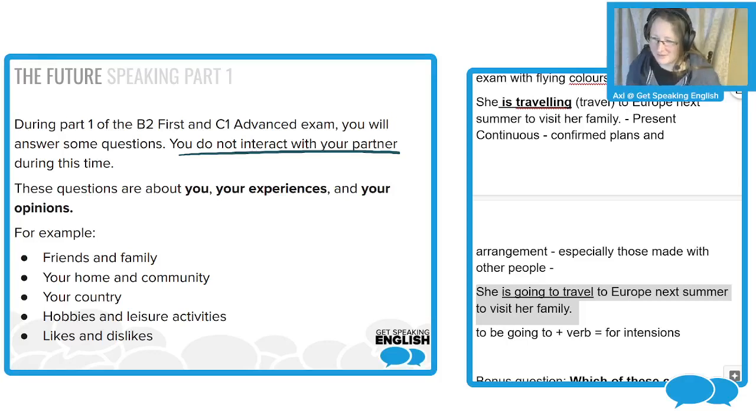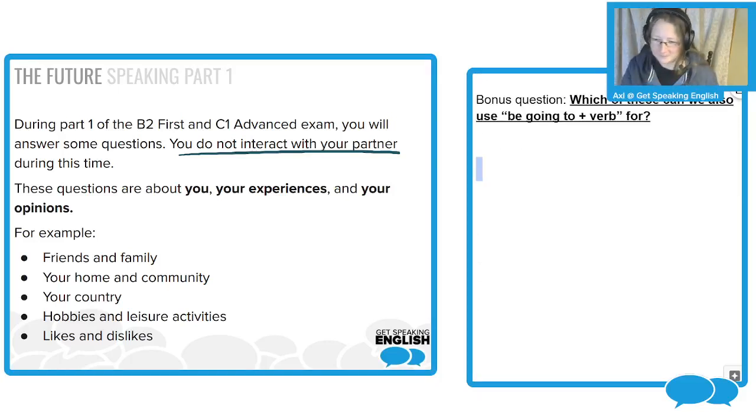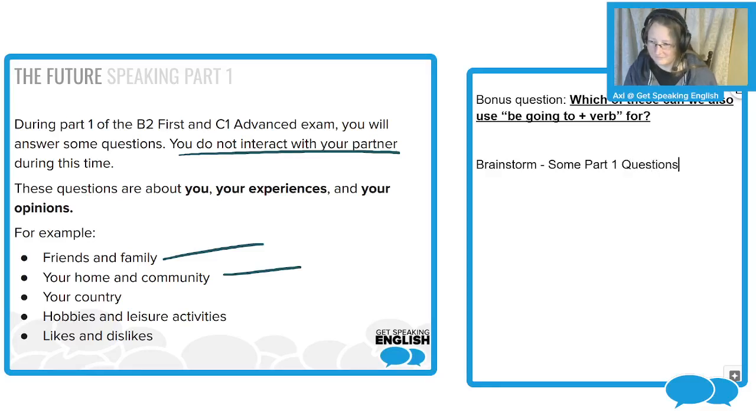So for example, maybe they're going to be about your friends and your family, your home, your community, maybe your country as well, hobbies, things that you do, things that you buy, things that you eat, your pets, your likes, your dislikes, your opinions, so everything all about you. Those are the questions that you'll find in this section. So let's brainstorm really quickly some part one questions. Again, like I said, everything is going to be about you.